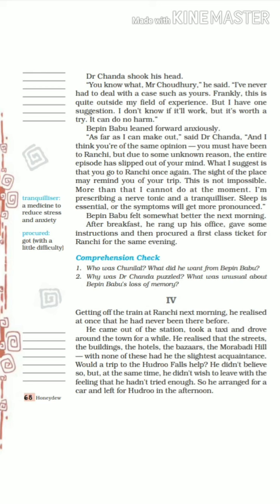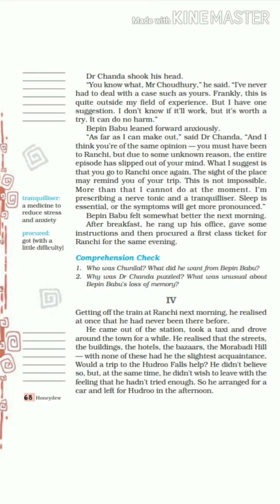So, students, in the last video, we saw that Dr. Paresh Chandra had suggested Bipin Babu visit Ranchi once again. This could help Bipin Babu recall the memories of Ranchi. When he visits Ranchi now and sees the different places which he visited earlier, he could connect with the memories of his past and understand that he had visited Ranchi in the year 1958. Bipin Babu, after talking to Dr. Paresh Chandra, feels a bit better. So, he calls up his office, gives instructions about his work, and then books a ticket for a first class seat to Ranchi for the same day evening.